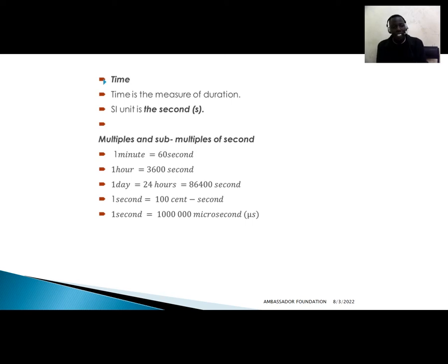So these are the multiples and submultiples of seconds. 1 minute is 60 seconds. 1 hour is 3600 seconds. 1 day is 24 hours, which is 86,400 seconds. 1 second is 100 centiseconds. And 1 second is a million microseconds. Get that one very clear.